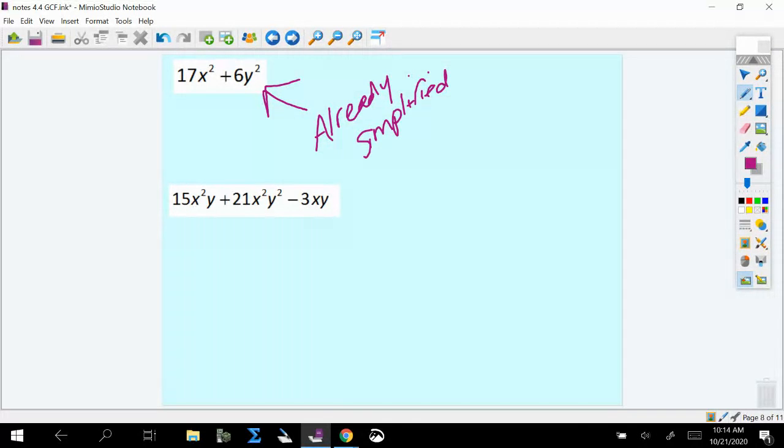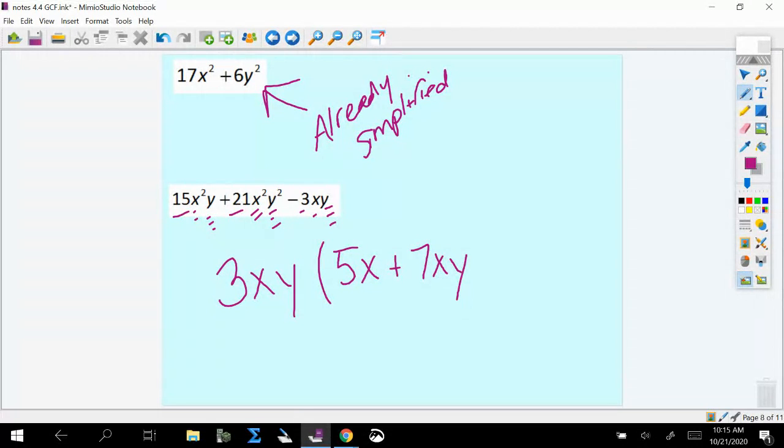Last one I want to show you, something a little different happens. So I have a 15, a 21, and a 3. The greatest number that can come out, the greatest common factor, is a 3. I have an x squared, and an x. So they all have at least a single x. And then I have a y squared, and a y. They all have at least a single y. So I'm going to write down what's left. I'm left with a 5 and an x for the first term. I'm left with a 7, an x, and a y for the second term.